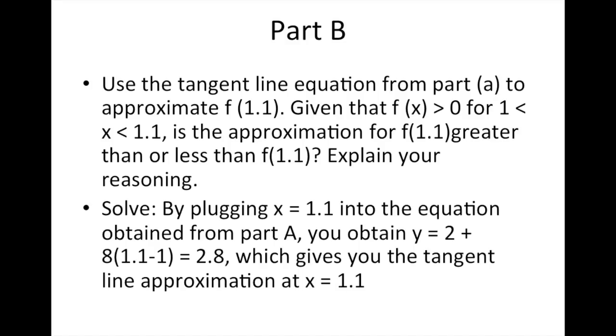Part B asks, use the tangent line equation from Part A to approximate f(1.1). Given that f(x) is larger than 0 for x larger than 1 and less than 1.1, is the approximation for f(1.1) greater than or less than f(1.1)? Explain your reasoning. So by plugging x = 1.1 into the equation obtained from Part A, we get y = 2 + 8(1.1 - 1), which is 2.8. And this is the approximate value of the tangent line at x = 1.1.